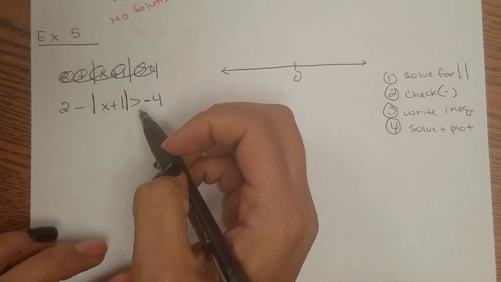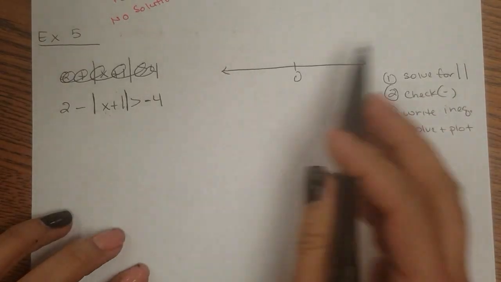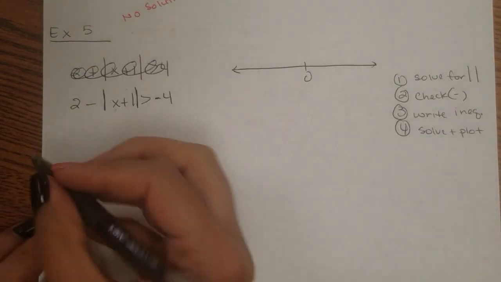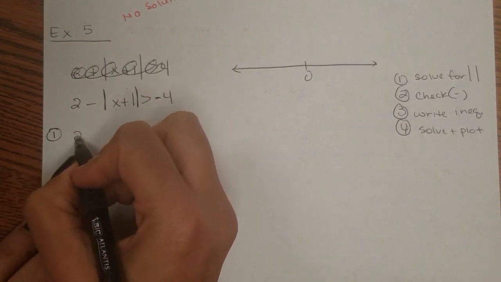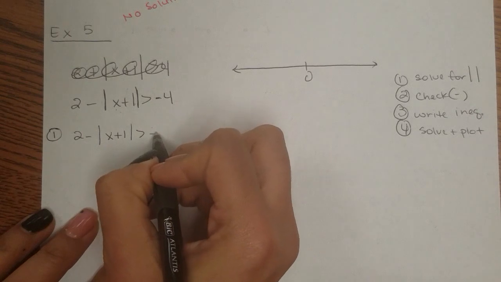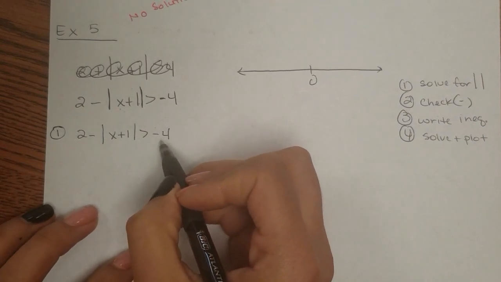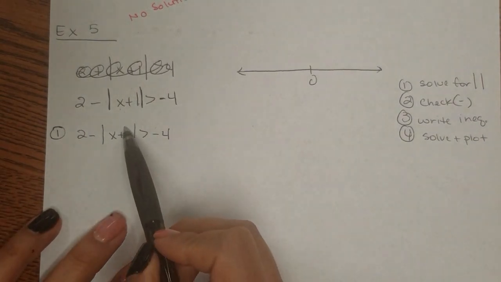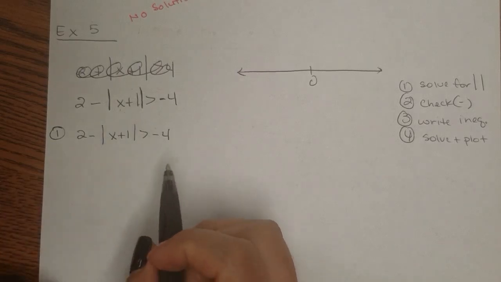So before we even do anything, we have to solve for what's inside of here. So let's go ahead and do that. Okay, so I'm just going to rewrite it. 2 minus the absolute value of x plus 1 is greater than negative 4. Now, this is a negative, but we're not going to worry about it yet until this is by itself. That's why it's step 2.